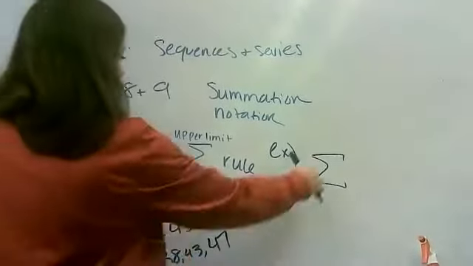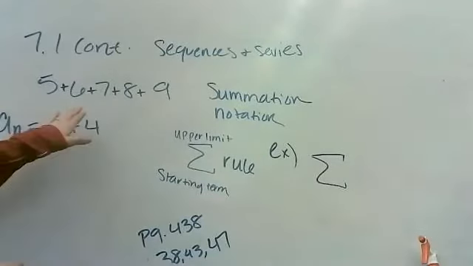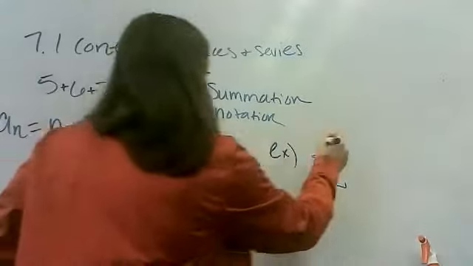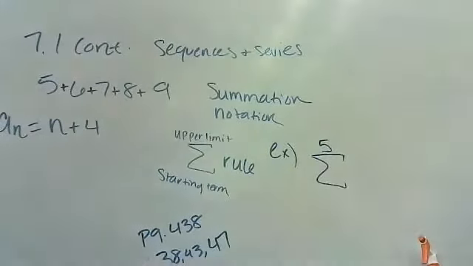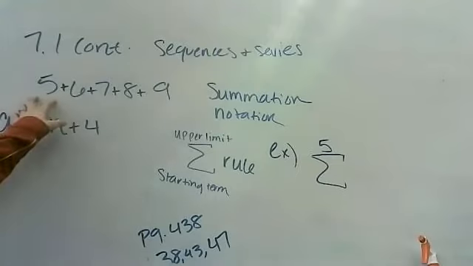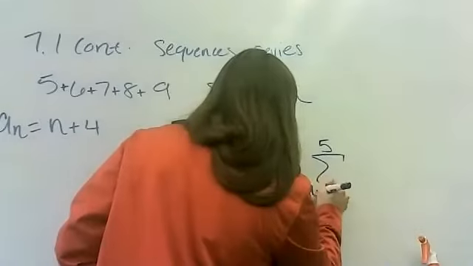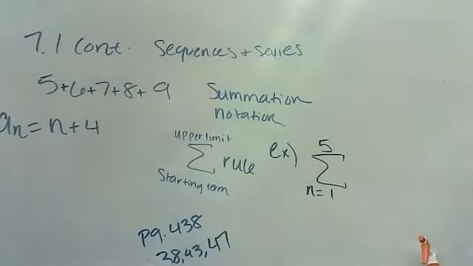So then my upper limit is stating how many terms am I including in this series. So I have 1, 2, 3, 4, 5 terms. So upper limit, number of terms, is 5. And I just put a 5 up on top of that sigma. And then what's my starting term? Well, I'm starting at term number 1. So I'm going to down here say, yep, n equals 1. You're starting at that first term.